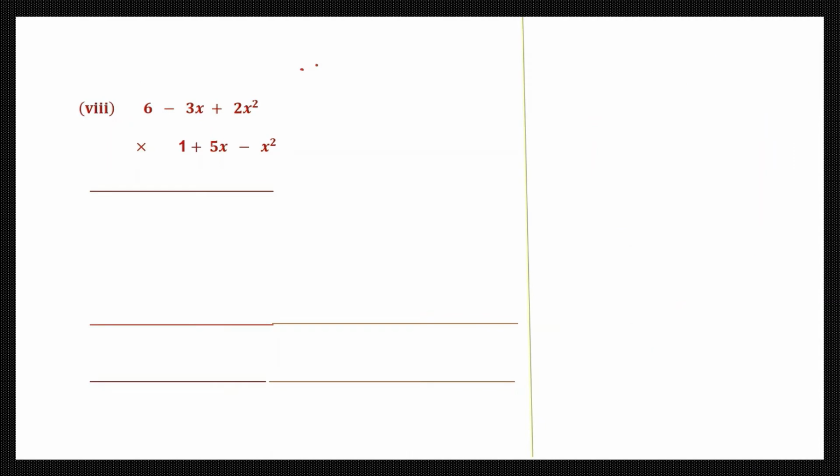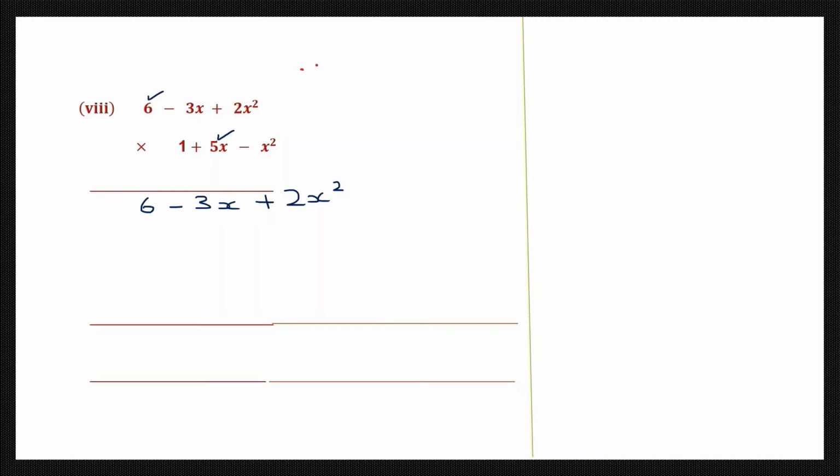Question 8. So here also we have a trinomial multiplied by a trinomial. Now let's take 1. Now if we multiply the polynomial which is on top by 1, we'll get the same thing. So let me write the same thing as it is. 6 minus 3x plus 2x squared. So that means we finish multiplying with 1.